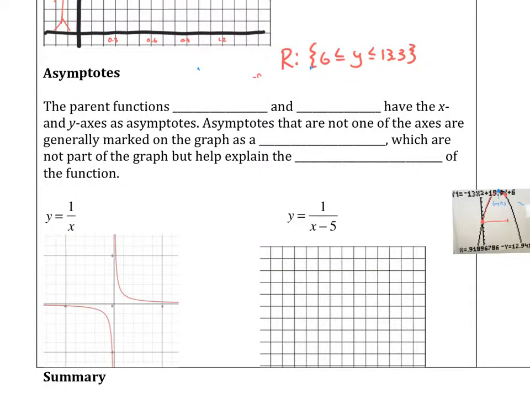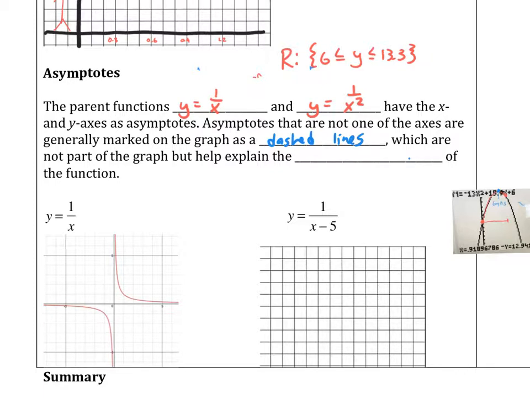All right, and the last thing, which we mentioned yesterday, is about asymptotes. The two parent functions that we're going to look at are, as we've mentioned earlier, the inverse function and the inverse square function. And they both have the x and y axes as asymptotes. But asymptotes that are not one of the axes are generally marked in the graph as dashed lines, and they can be vertical or horizontal. So they're not part of the graph.